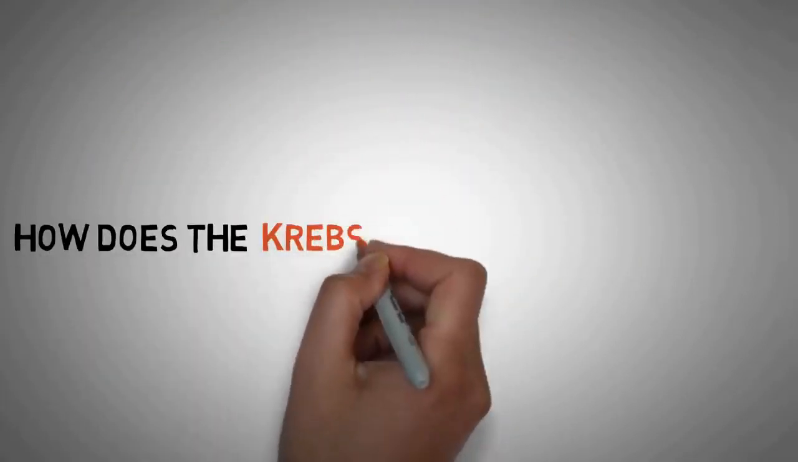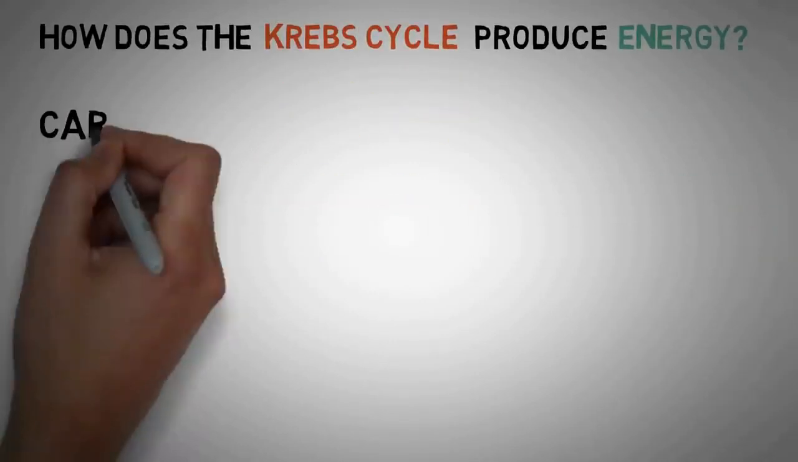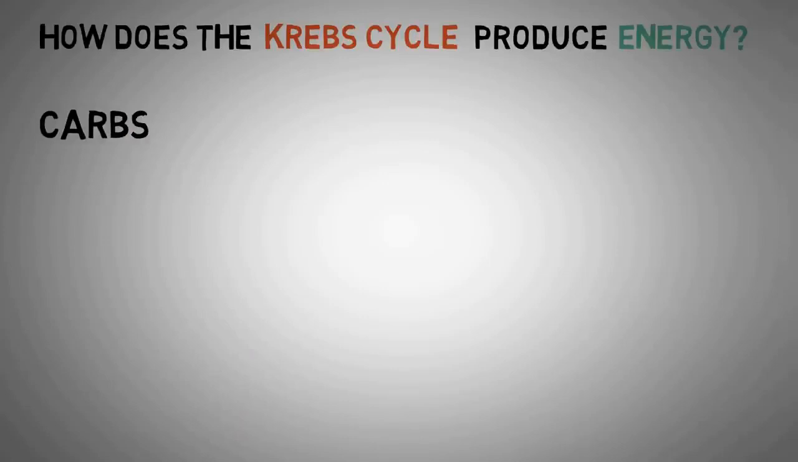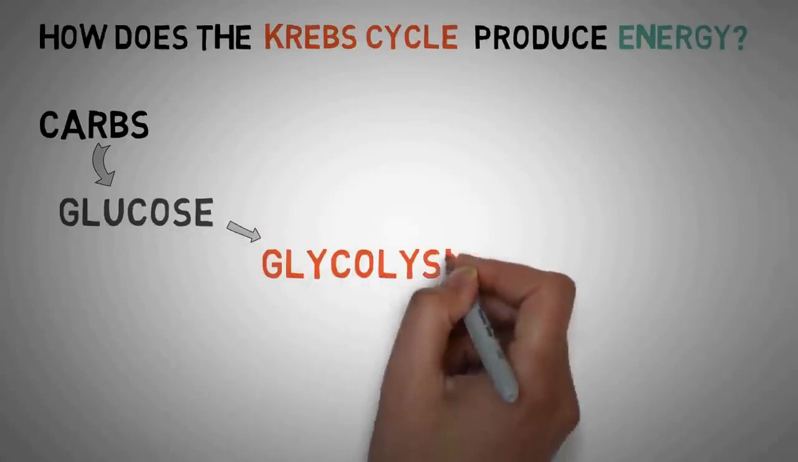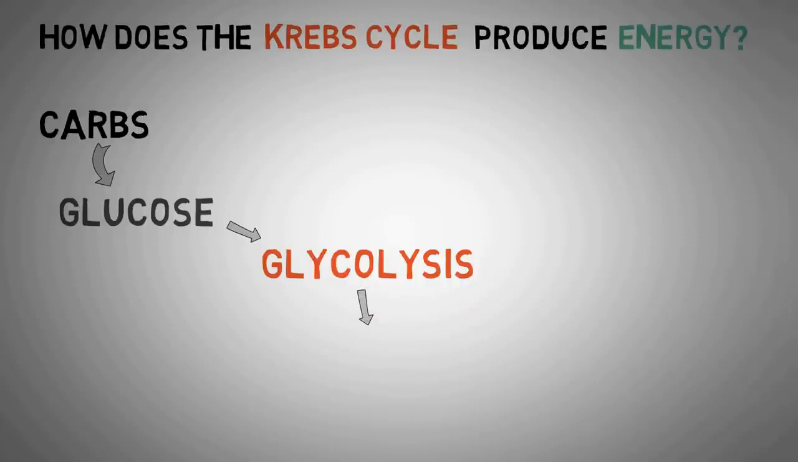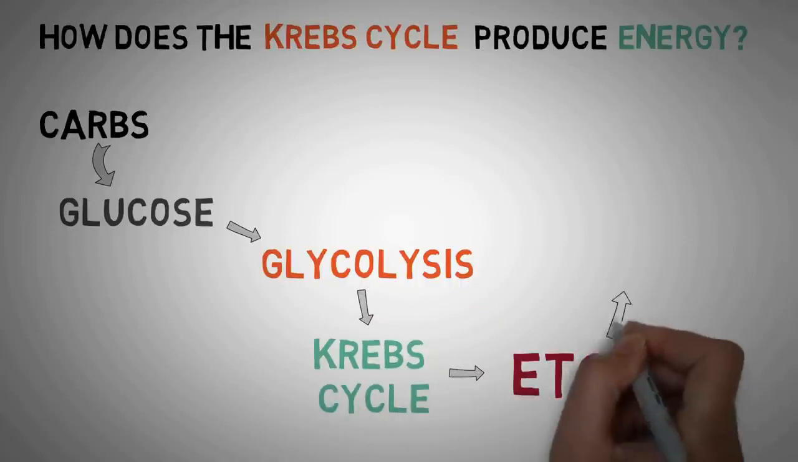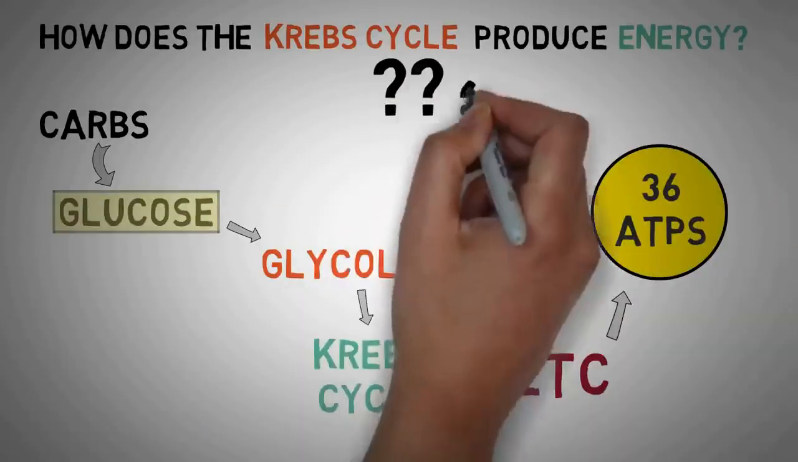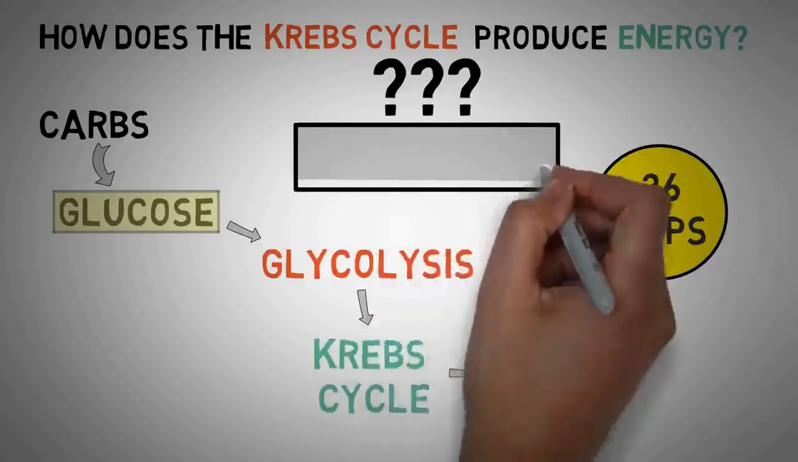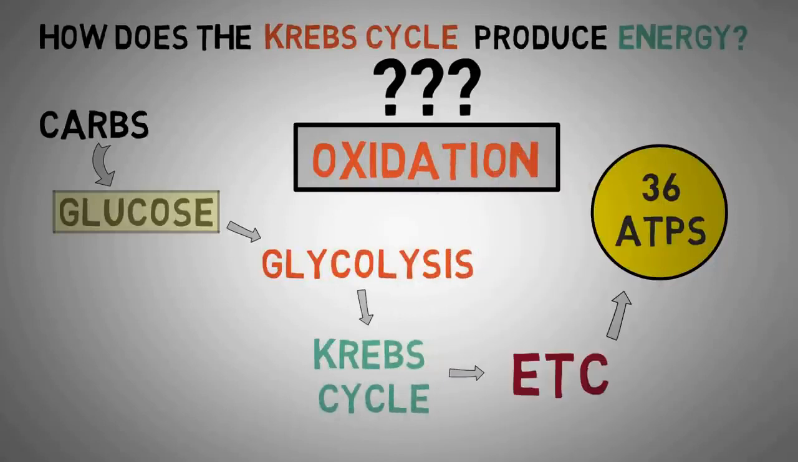Now the next important concept is how does the Krebs cycle produce energy? For this, let's take the example of metabolism of carbohydrates again. We get simple sugars at the end of digestion of carbohydrates like glucose, right? And after this, glucose undergoes all the metabolic pathways like glycolysis, Krebs cycle and electron transport chain. One molecule of glucose produces approximately 36 ATPs. But where does this energy come from? The single-worded answer to this question is through the chemical process of oxidation.